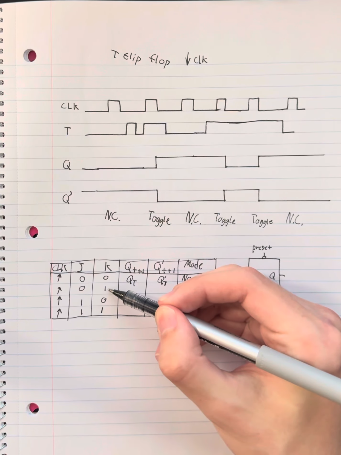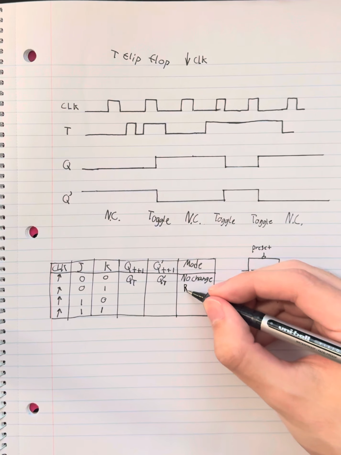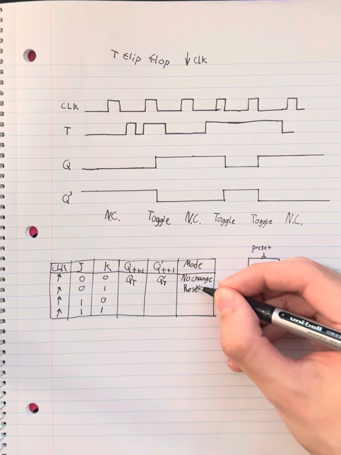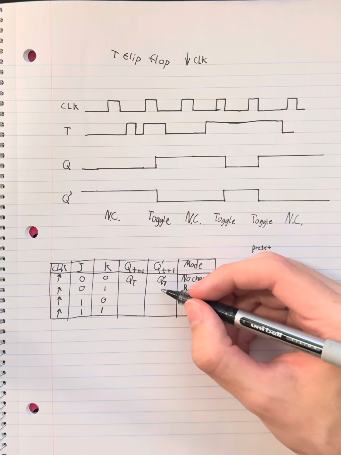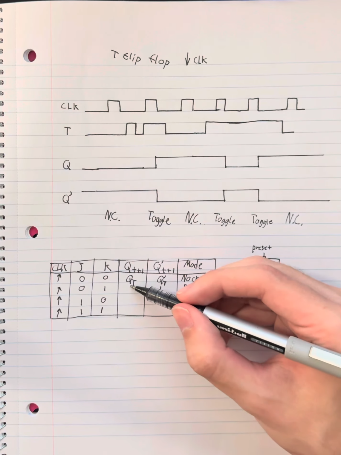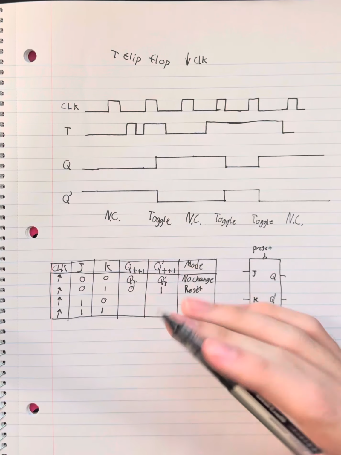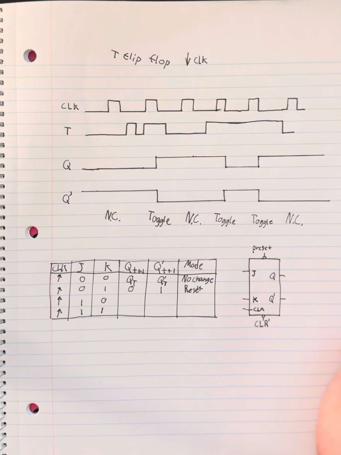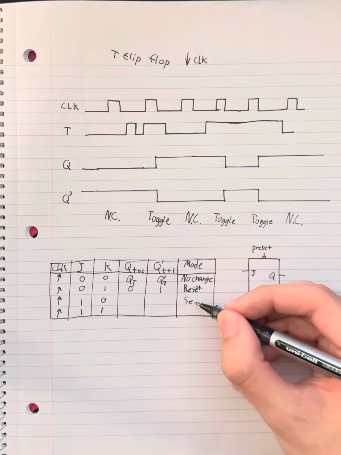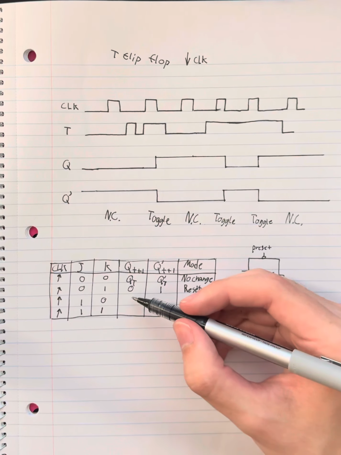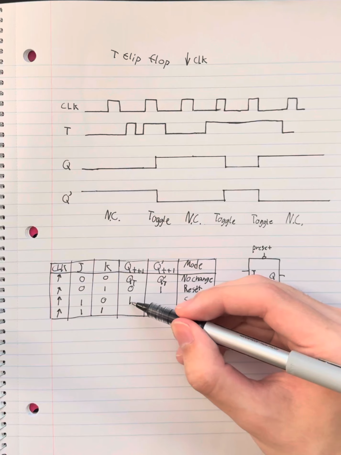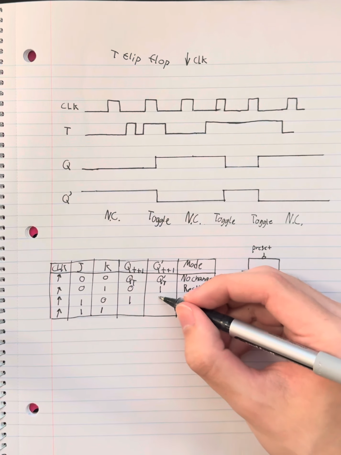Now if it's 0, 1, that's a reset, which is going to be this is a 1, this is a 0. Because resetting it brings it down to 0, and the prime of that would just be 1. Set, it's going to be the opposite. Puts QT to 1 and QT prime to 0.